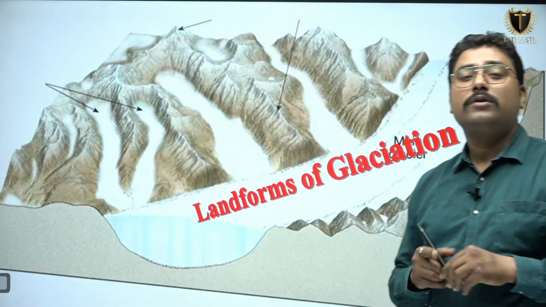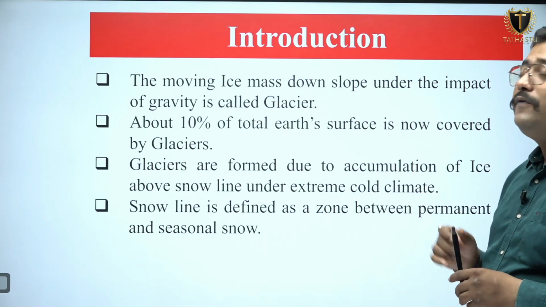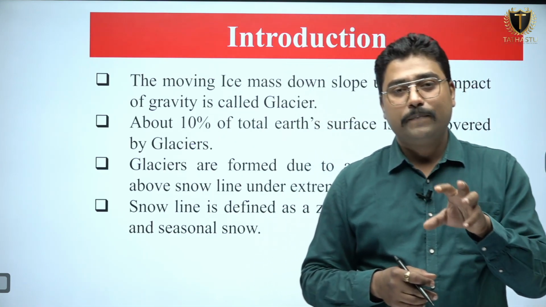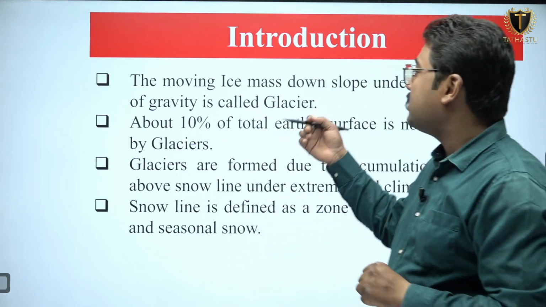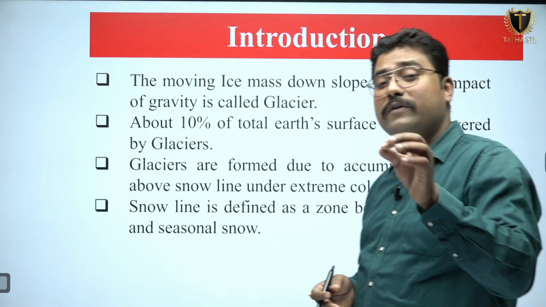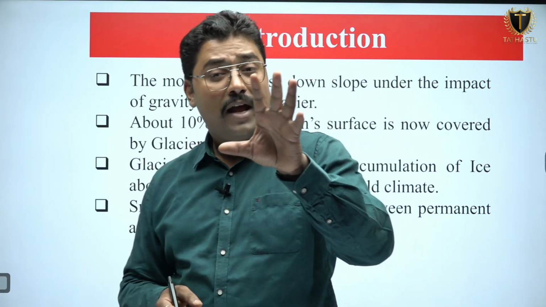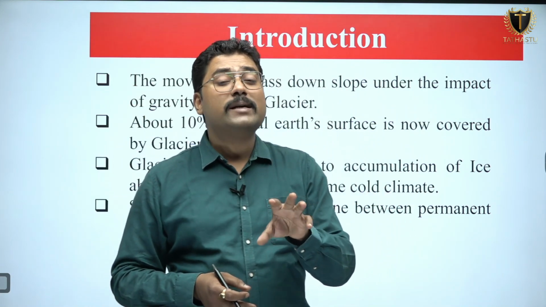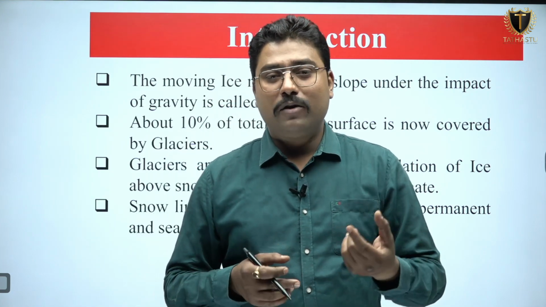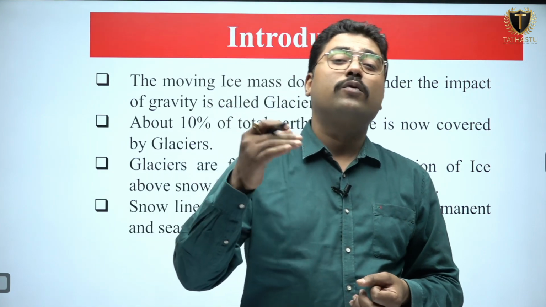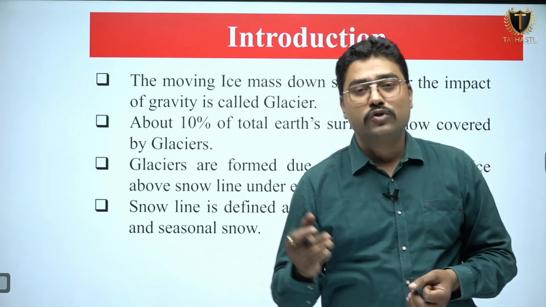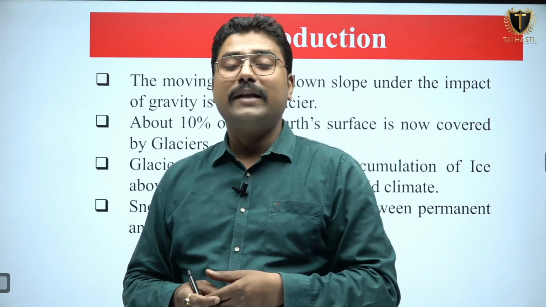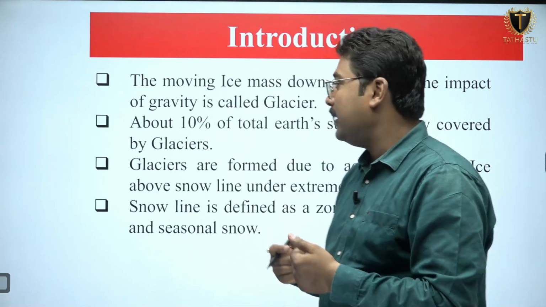But what about the technical things? If we talk about glaciers, they are considered as moving ice or the river of ice. Means the moving ice mass down the slope under the impact of gravity will be considered a glacier. Now they are moving, but mind it, you can't notice them with your naked eyes because they are coming down the slope at an average of 1 to 2 centimeters per year. Means totally negligible. You can't see them or notice their movement.